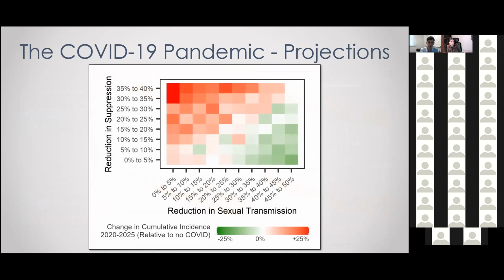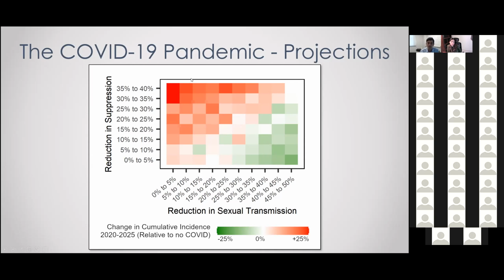One other thing I want to show you is a heat map of the same sorts of results at a more finely stratified level, right? This is what you might be doing for sexual transmission. As you move left to right, you get a bigger reduction in sexual transmission. And this is what you're doing to viral suppression. So as you move top to bottom, you get a bigger effect on viral suppression, right? And then the coding is relatively how many more or fewer cases. The shading is how many more or fewer cases of HIV you get over this 5-year time frame relative to what you would have gotten without COVID, right?